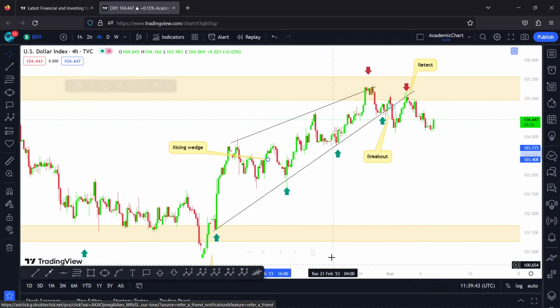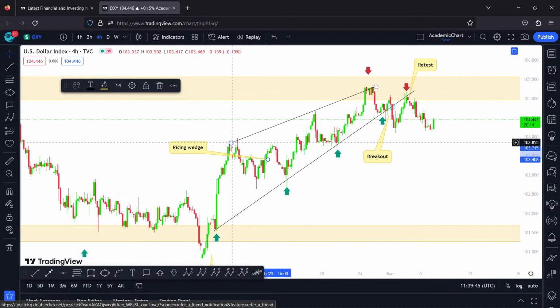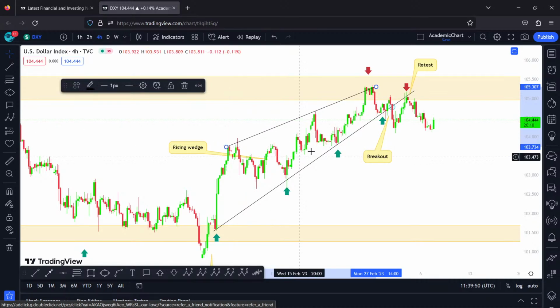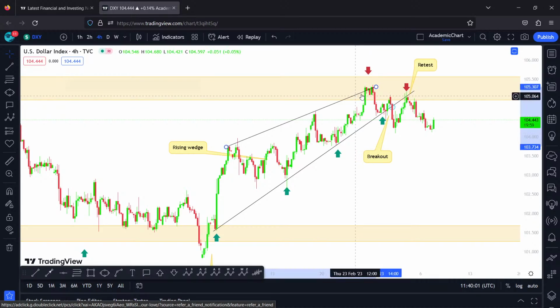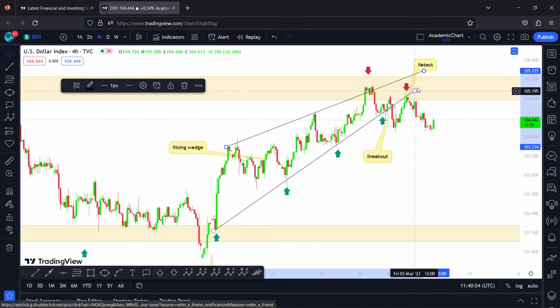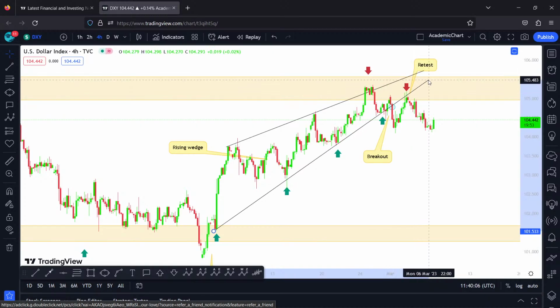This rising wedge, as you can see, when you draw a trend line on the top and bottom of that channel, so to say, you will see that these lines are going to be a little bit symmetric. So if I continue them, you will see they're going to break each other soonish.